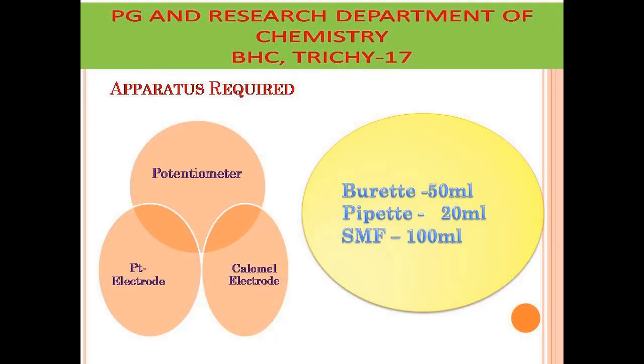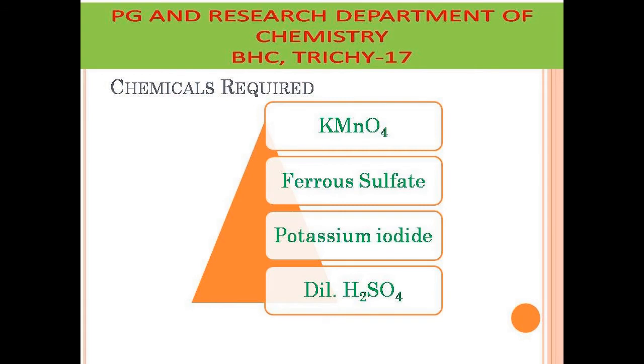Apparatus required for this experiment are a potentiometer, a platinum electrode and a calomel electrode. The glassware required are a burette of 50 ml, a pipette of 20 ml, and two standard measuring flasks of 100 ml. Chemicals needed for this experiment are potassium permanganate, ferrous sulfate, potassium iodide and dilute sulfuric acid.